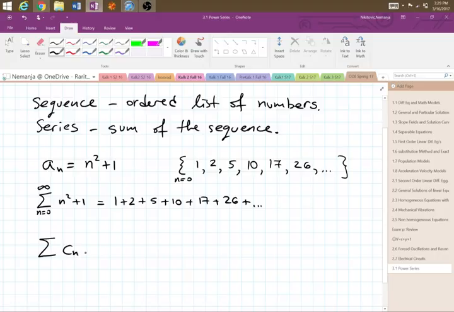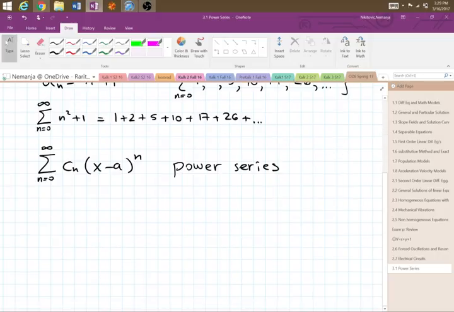Usually we say the sum of c_n times (x minus a) to the nth exponent, n going from 0 to infinity, and that's the good old power series. Now, you have to understand that this power series is an infinite polynomial.